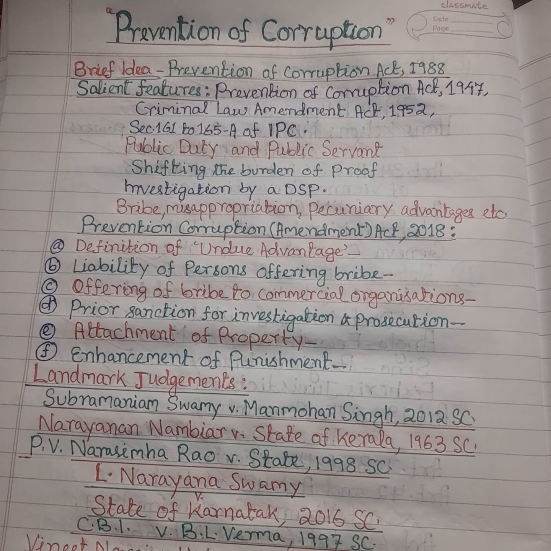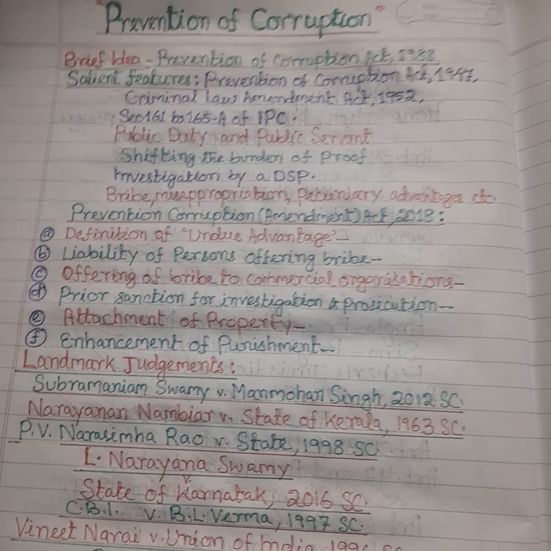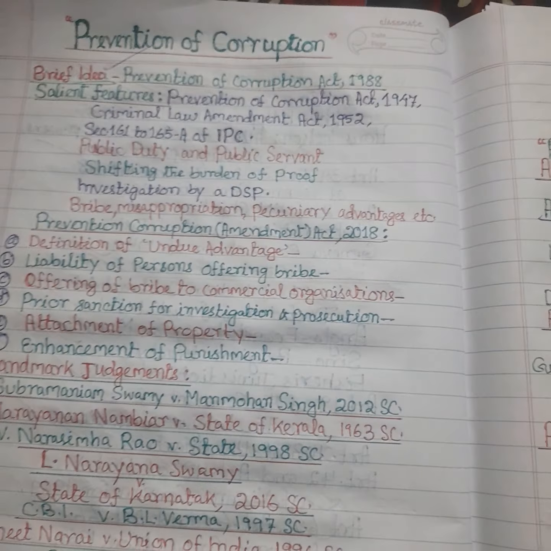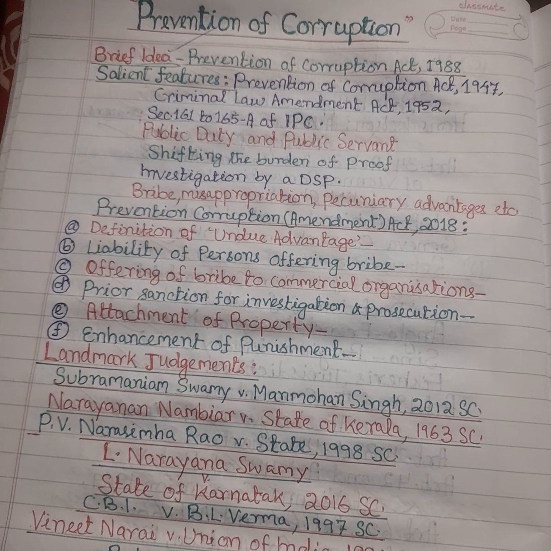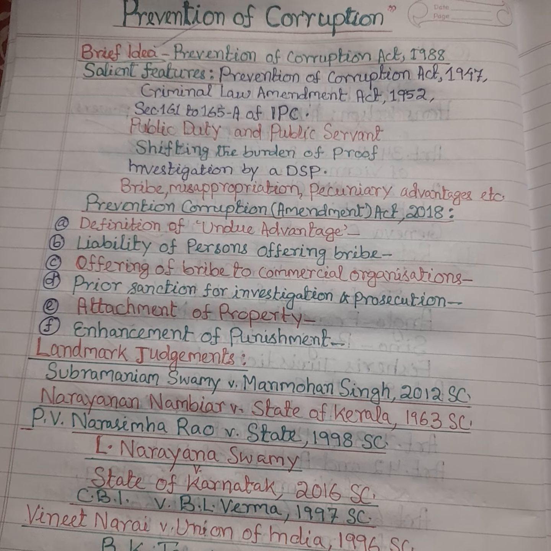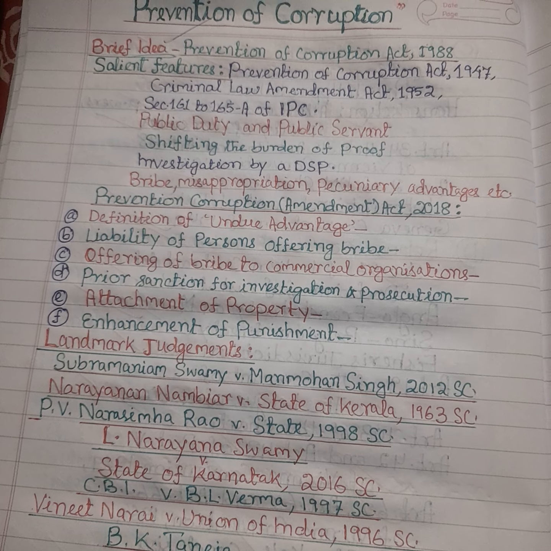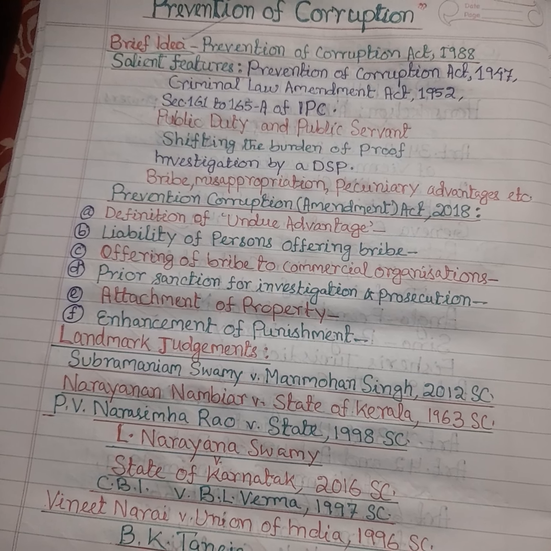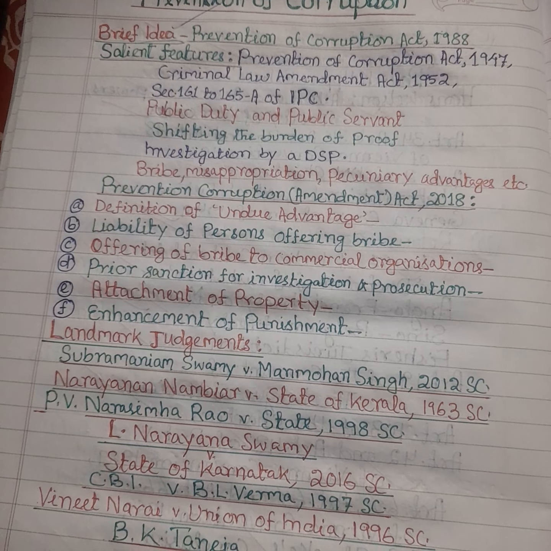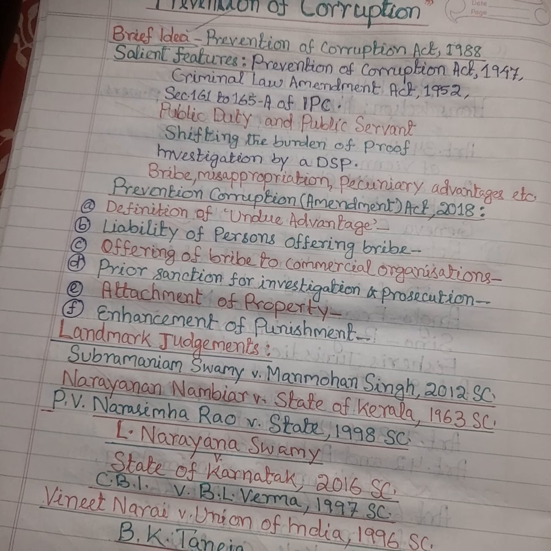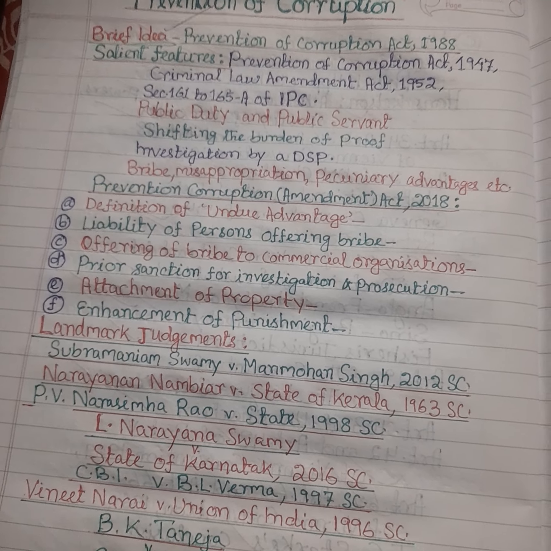In today's lecture, we would like to discuss prevention of corruption. So, first of all, we'll take a brief idea about prevention of corruption. The Prevention of Corruption Act, 1988 came into force on 9 September 1988. It was aimed at making anti-corruption laws more effective by widening their coverage and by strengthening the provisions to make the overall statute more effective.